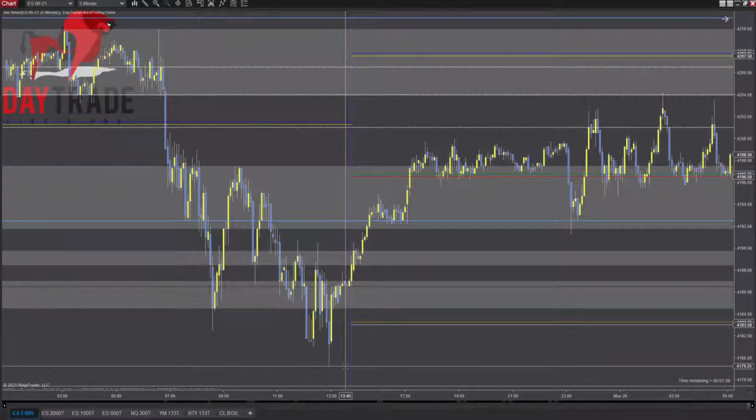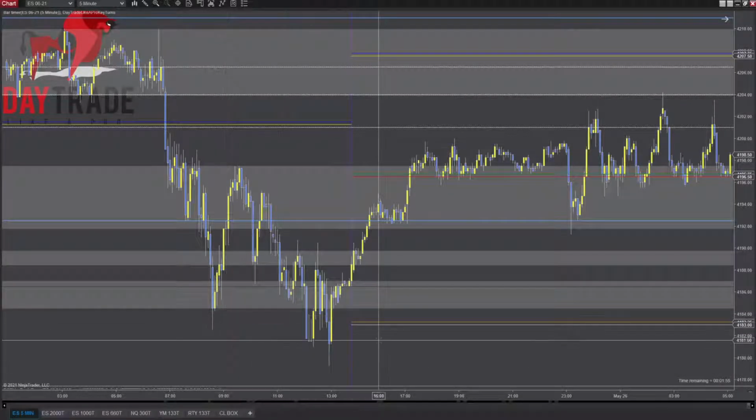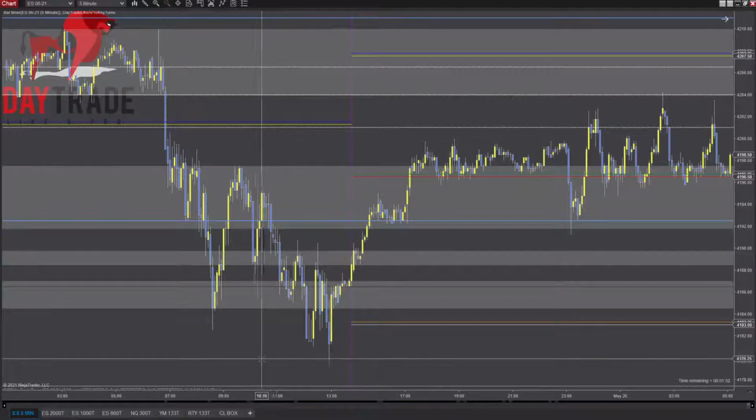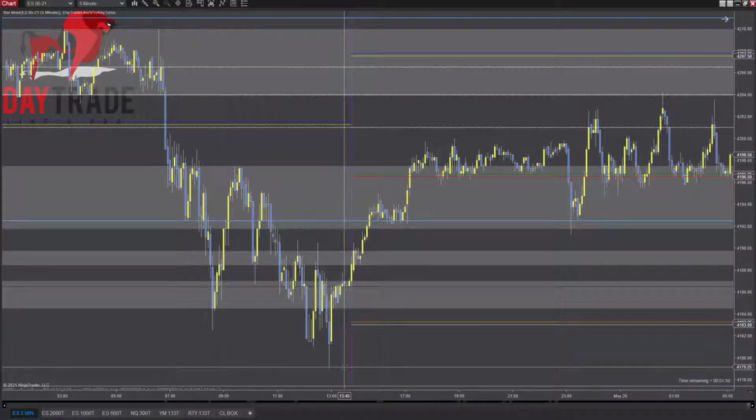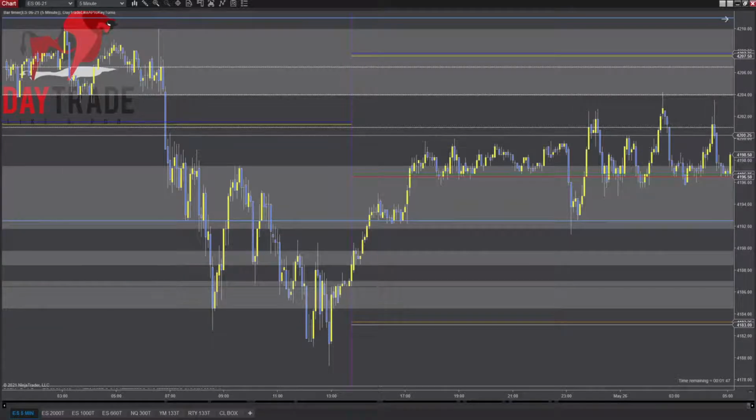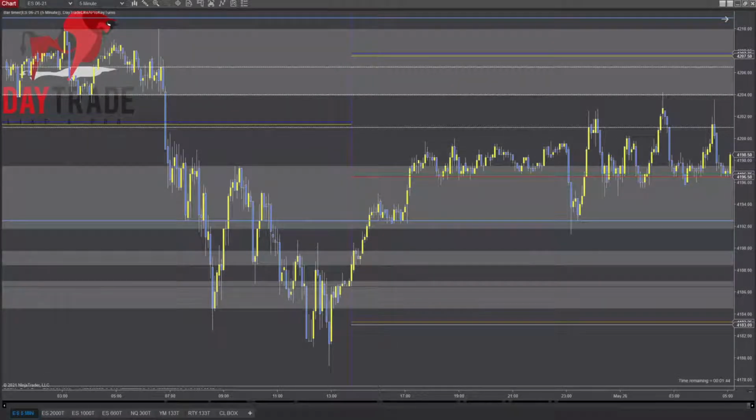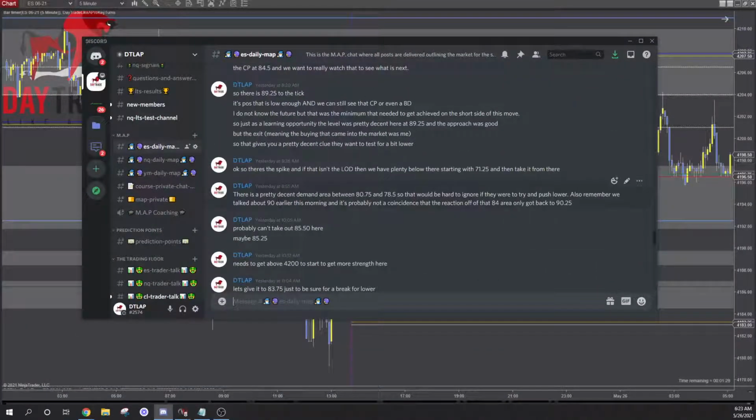So, the low yesterday, the 79 quarter, I pointed out in a review video yesterday that we had pointed this out as a demand area, and then it did actually react right out of that. So if you look right here in our map chart, there's a pretty decent demand area between 80, 75, and 70.5. So that would be hard to ignore if they try to push lower.